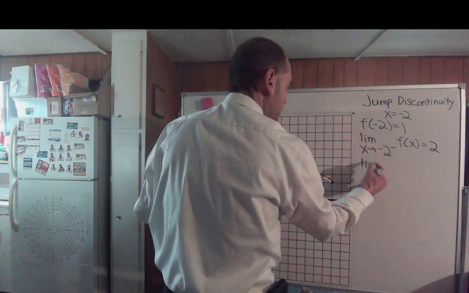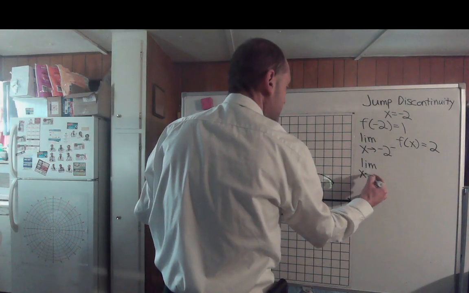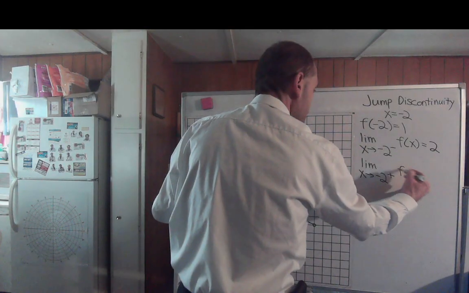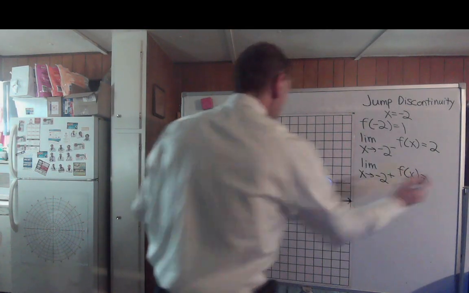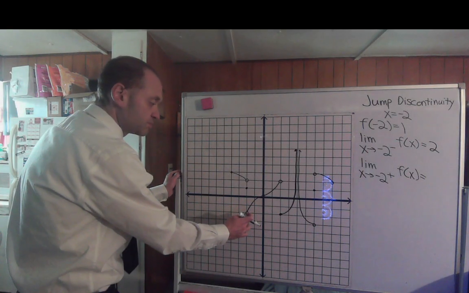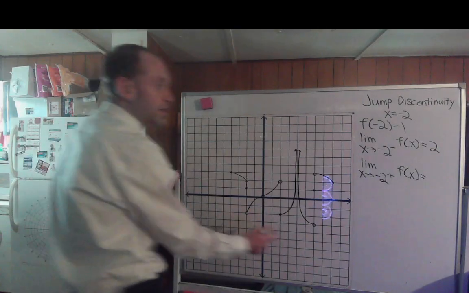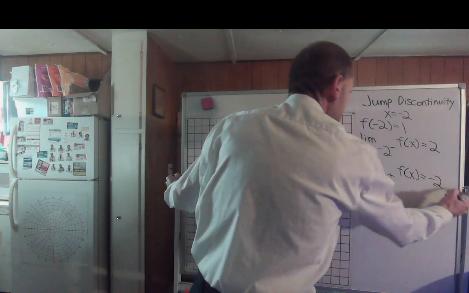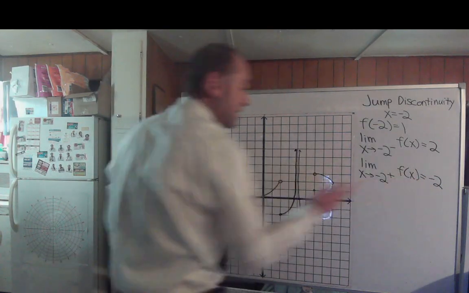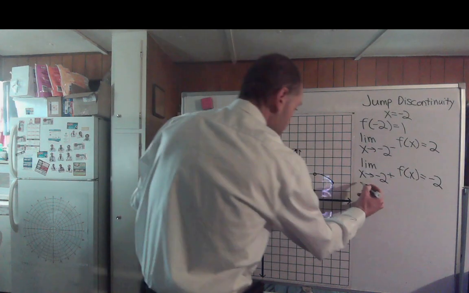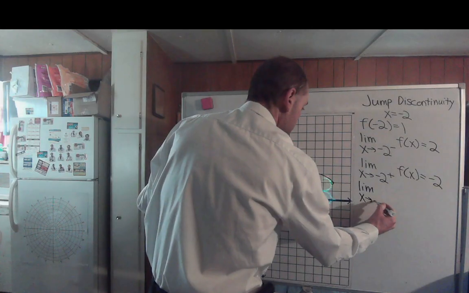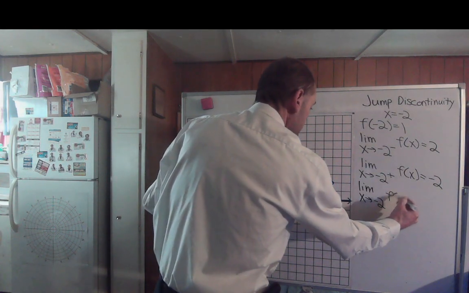Now, what about the right-handed limit? So if we take the limit as x approaches -2 from the right of this function, so go along your curve, trace to the right at x equals -2, you would get a y value of -2. So you got a left-handed limit of +2, a right-handed limit of -2. That means your general limit at x equals -2 doesn't exist because the left-handed limit and the right-handed limit don't match.